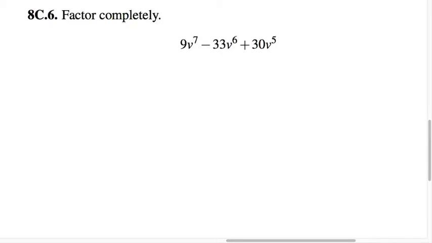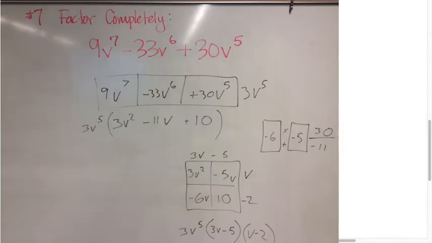So our second example was very much of the same flavor. 9v to the 7th minus 33v to the 6th plus 30v to the 5th. Here's your board work. So it started in exactly the same way. Let's figure out if there's a greatest common factor among these 3 terms. And in this example, the greatest common factor was 3v to the 5th, and the missing factor was 3v squared minus 11v plus 10. Another case for the AC method, where in this example, A is 3, C is 10.